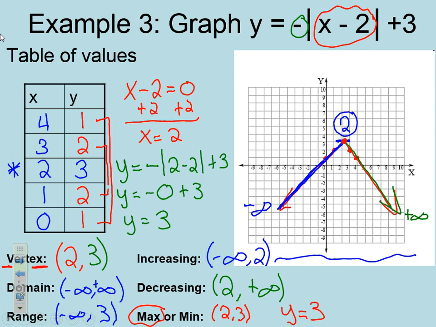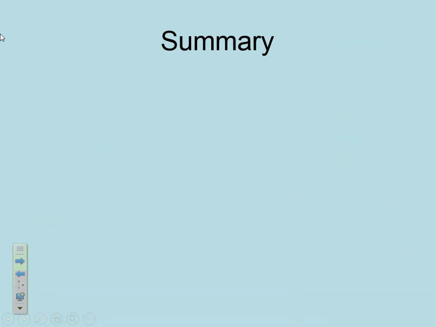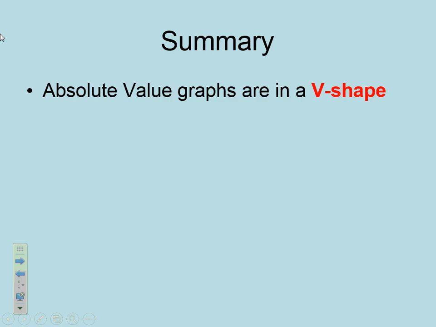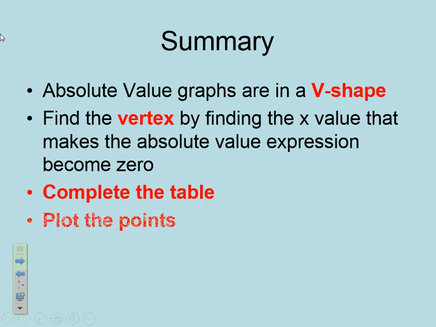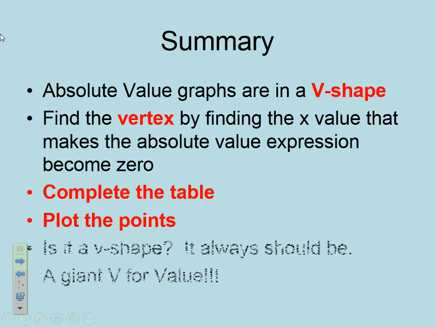All right, moving on, I have one more thing to show you guys. You can write this down if you wish. If you don't want to, that's fine. A little summary. First thing, we're graphing absolute values, which is a V shape. When we are doing this, we have to find the vertex by finding the x value that makes the absolute value expression become 0. So what's inside the absolute value, we have to set equal to 0. Then we're going to complete the table, plot our points, and it should always be a V shape for victory. So if it's not a V, we need to check it.